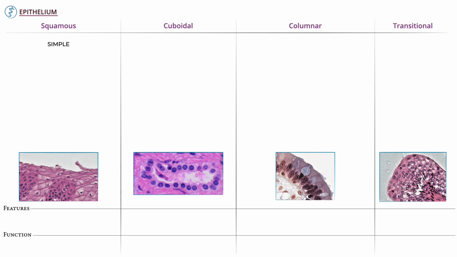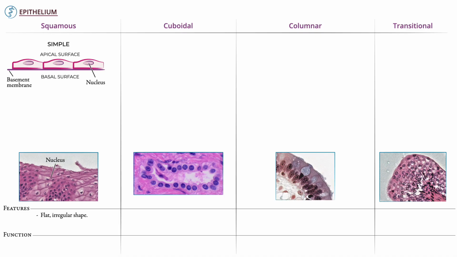First, draw a basement membrane and a single row of flattened cells. Notice that their nuclei create bulges. Under a microscope, they look like fried eggs. Write that their thin shape facilitates rapid diffusion and filtration across surfaces. Thus, simple squamous epithelium is located in the alveolar sacs of the lungs, where gas exchange occurs between the blood and the air.